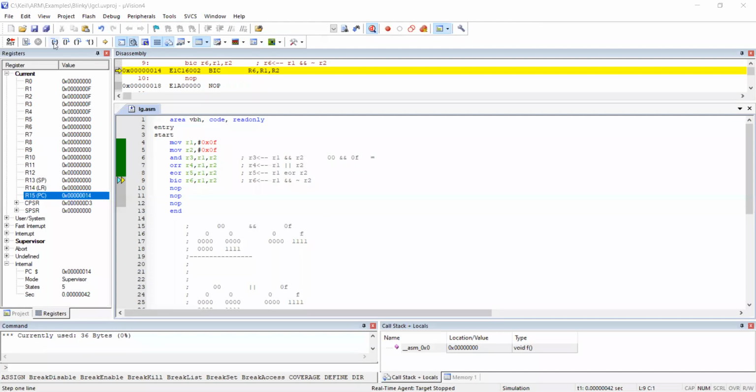So let's see. What we can notice here is R6 will not get a blue border because it is 0, it will be 0. So that's it. Hope it is clear now. So we'll go for the next one.